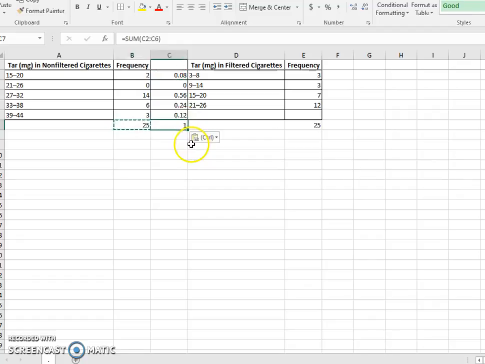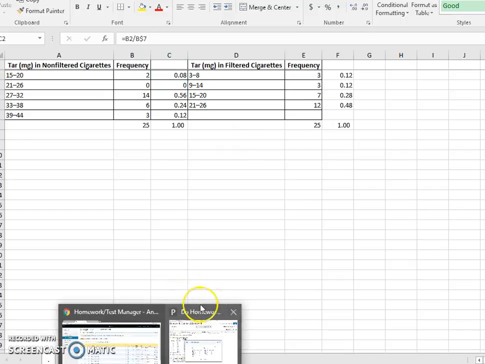These should all add up to 1.0. And then I can do the same thing over here. I'm going to do my 3 divided by the 25 that we have here. I want my dollar sign so that I'm always dividing by that 25. And my sum needs to equal 1.00. And so what I'm going to do now is my TAR for my non-filtered cigarettes is 0.08. 0.08 as a percentage is 8%.